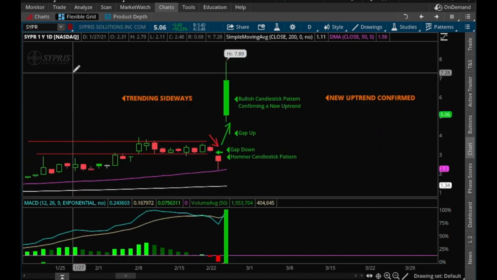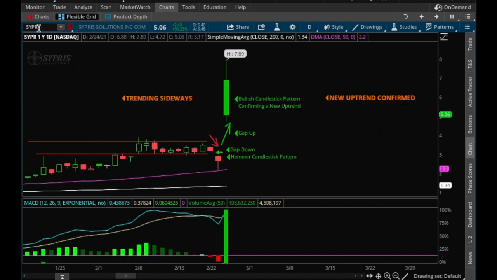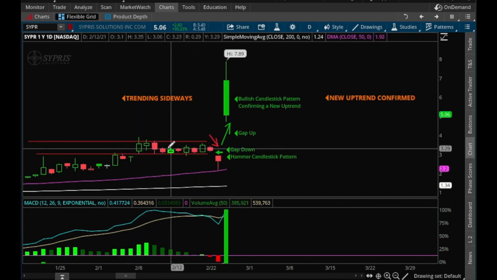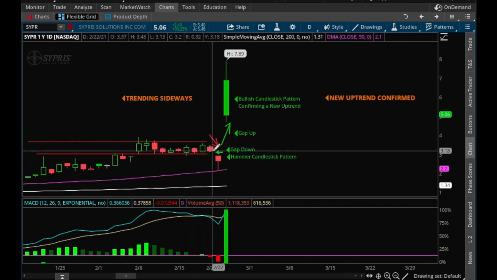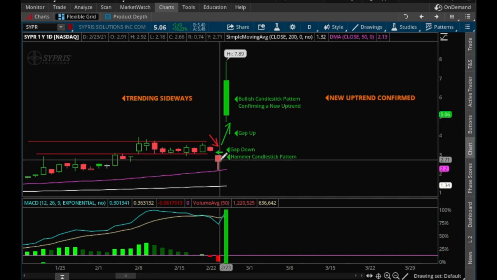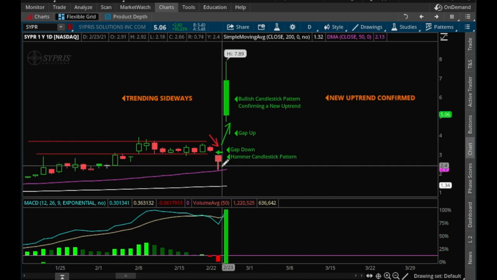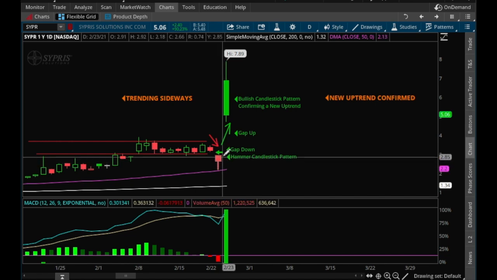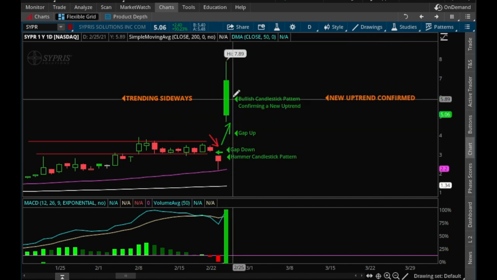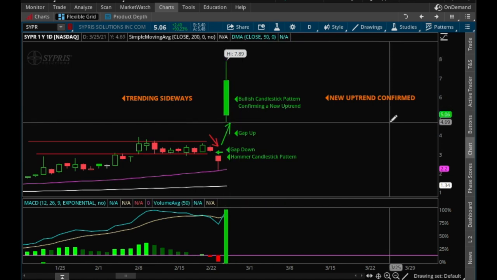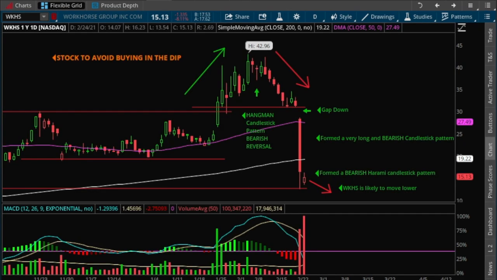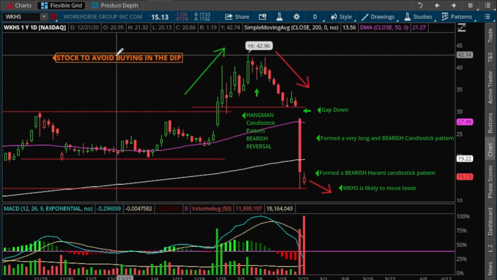The third stock is Cypress Solutions Inc. or SYPR. Note that the stock was not trending up but traded sideways. It did gap down and form a hammer candlestick on Tuesday. This was an indicator that it has the potential to reverse its course today. Boy, this exceeded my expectation as it actually gapped up and left Mother Earth. It went parabolic.